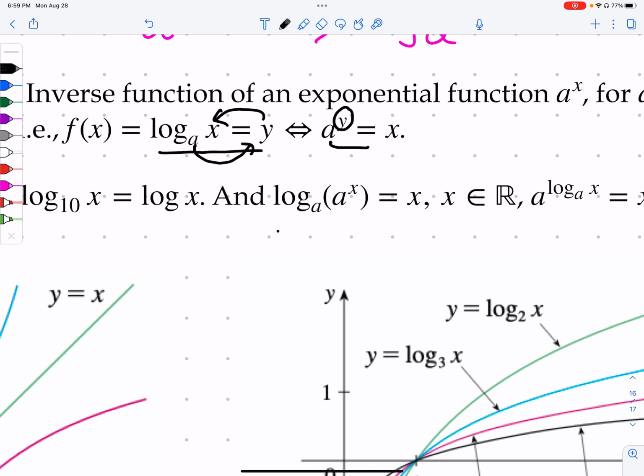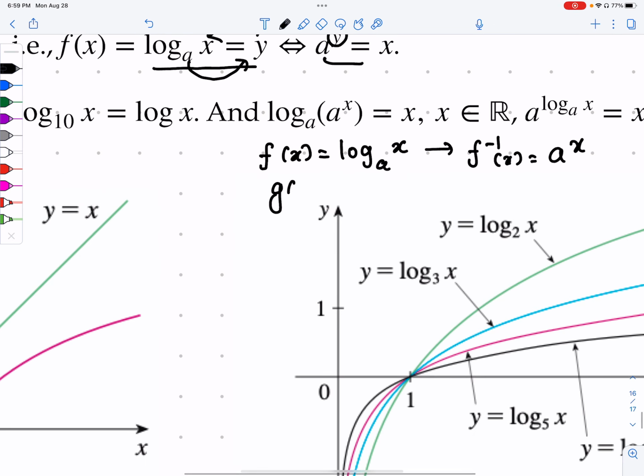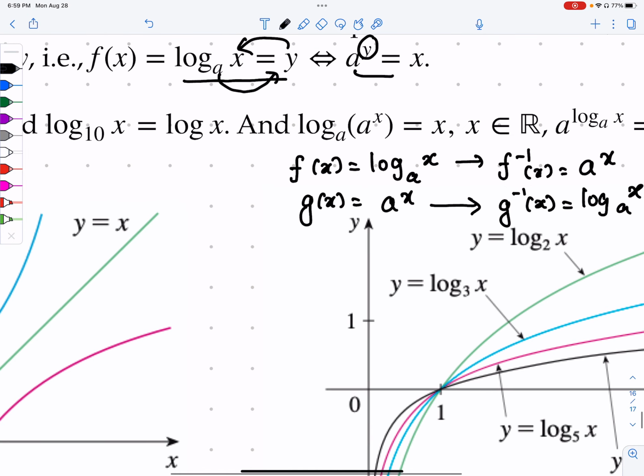And as I told you before, logarithmic functions are inverse functions of exponential functions. We know that if f of x is log x base a, then the inverse function would be a to the x, and vice versa. If g of x is a to the x, the inverse function g inverse of x would be log x base a, and vice versa. So why is this important?